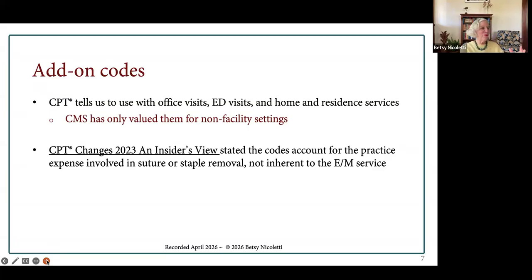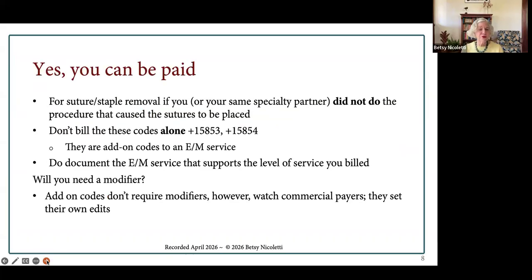And if you're in the ED, the practice or the facility expense is part of the hospital charge, not part of the professional fee. So in 2023, when these were developed, CPT said these account for the practice expense involved in suture or staple removal, not inherent to the E&M service. So there's going to be perhaps some nursing time. There's going to be equipment or supplies related to suture removal. So you can get paid for suture or staple removal if you or your same specialty partner didn't do the procedure that caused those sutures to be placed.